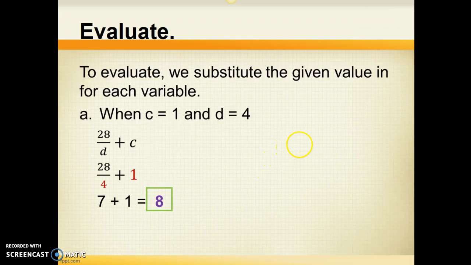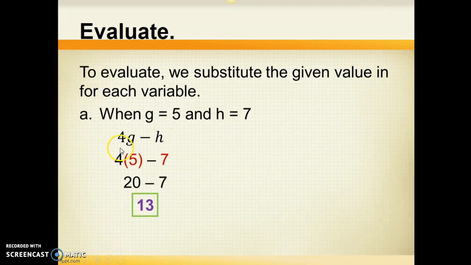To evaluate an expression, we substitute in the given value for each variable. In this example, we have C equals 1 and D equals 4. So we're going to plug in 1 for C as we did here, and we're going to plug in 4 for D. Going back to using PEMDAS, our order of operations, we need to do our division first. So 28 divided by 4 gives us 7, plus our 1 gives us a total of 8.